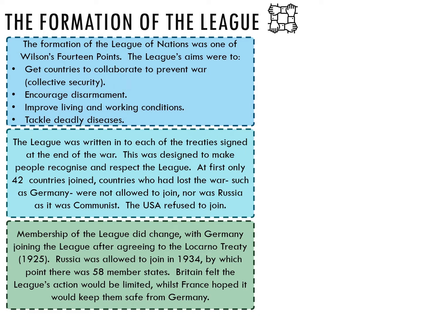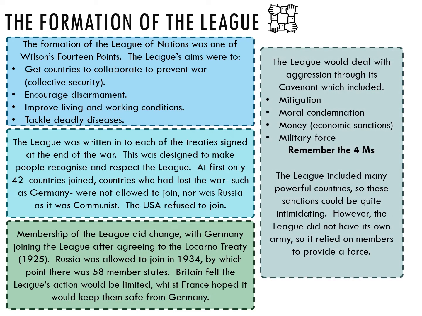They refused to join. Membership of the League did change, with Germany joining the League after the Locarno Treaties in 1925, so they finally joined in 1936. Russia was allowed to join in 1934, by which point there were 58 member states, and Britain felt that the League's actions were quite limited, whilst France were hoping the League would keep them safe from Germany.